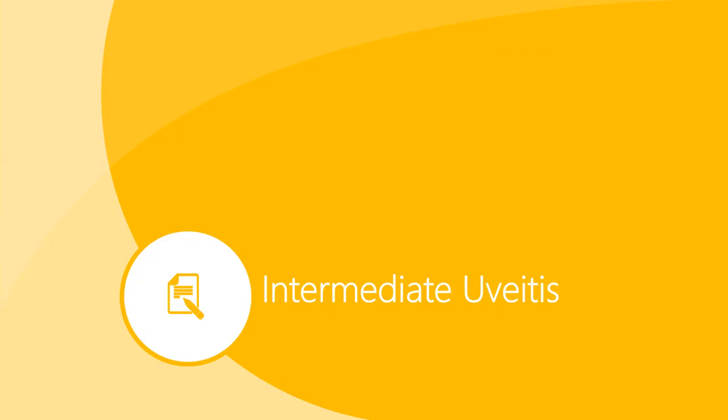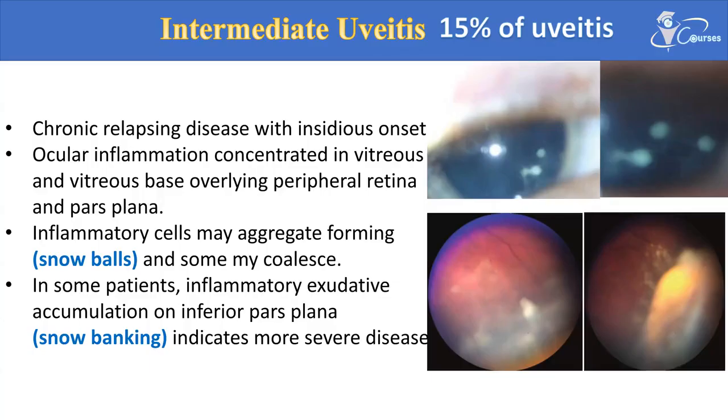Okay, let's now move to the second anatomical entity of uveitis, which is intermediate uveitis. Intermediate uveitis accounts for only 15% of cases of uveitis, which makes it the least common cause of uveitis. Those patients will have chronic relapsing disease with insidious onset.